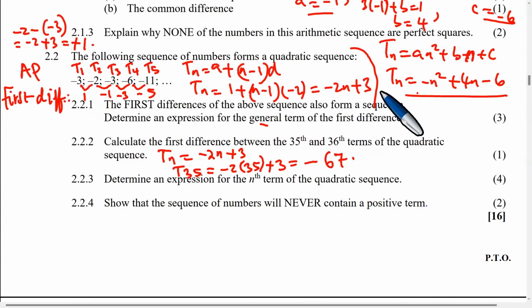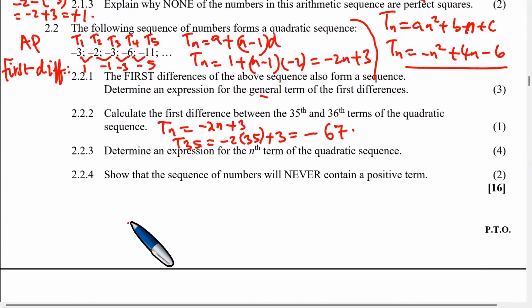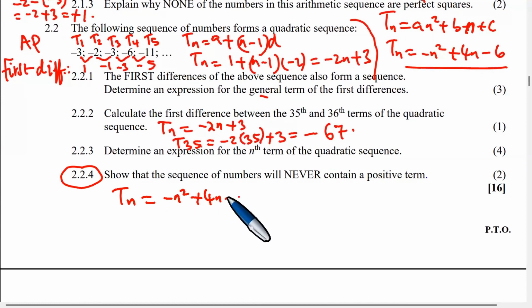The general term we already know. What is the general term? The general term in the answer, so now we're doing 2.4. The general term is minus n squared plus 4n minus 6. The first derivative of the quadratic is minus 2n plus 4. Okay, we get this.